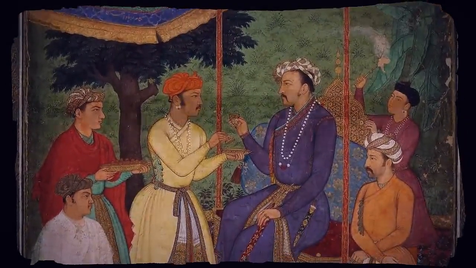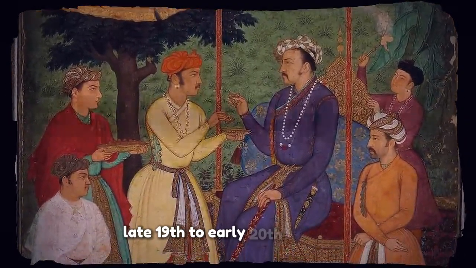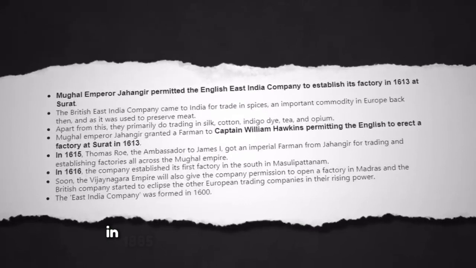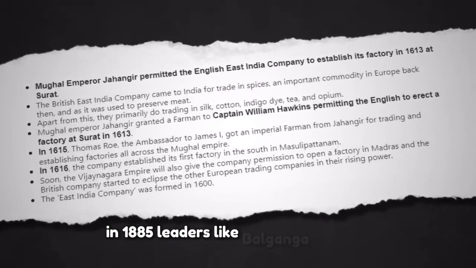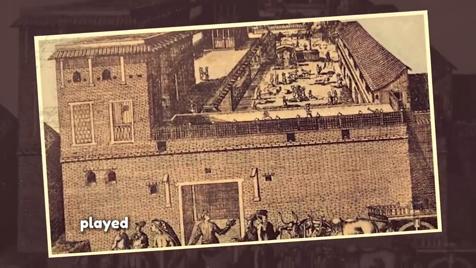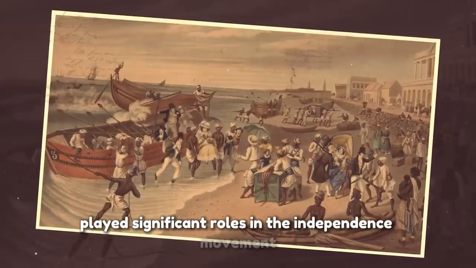Nationalist movements. In the late 19th to early 20th centuries, Indian nationalism began to grow, with the formation of the Indian National Congress in 1885. Leaders like Bal Gangadhar Tilak, Mahatma Gandhi, and Jawaharlal Nehru played significant roles in the independence movement.